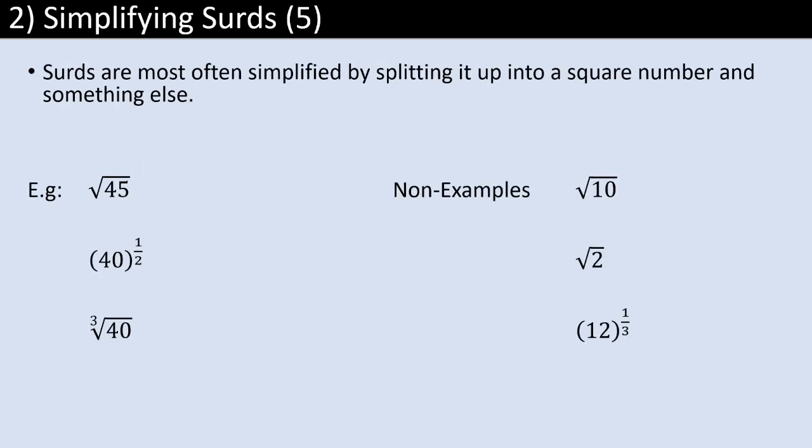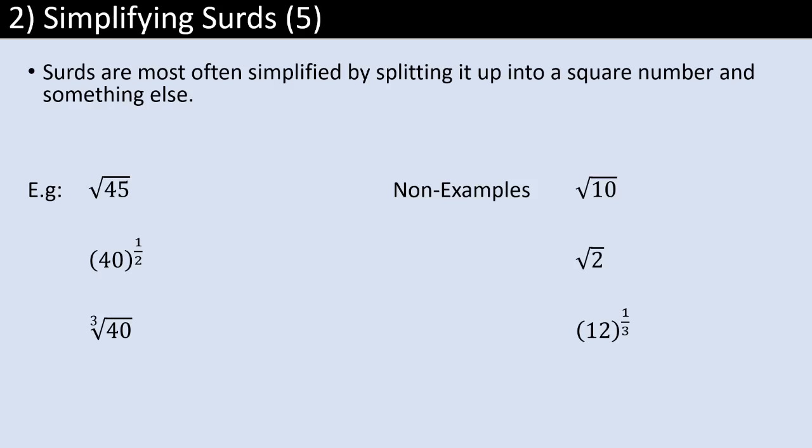Our first thing that we're going to look at in terms of skills that we need to be able to do is to simplify surds. Surds are most often simplified by splitting them up into a square number and something else. They might even be kind enough to tell us what that something else might be, but they might not. So we want to deal with the case of what if not.